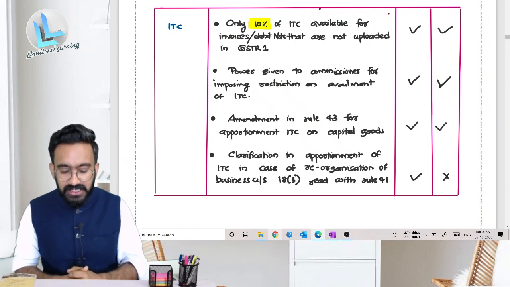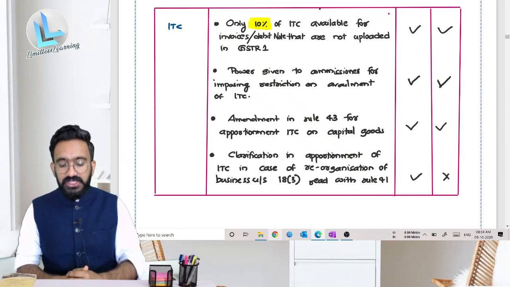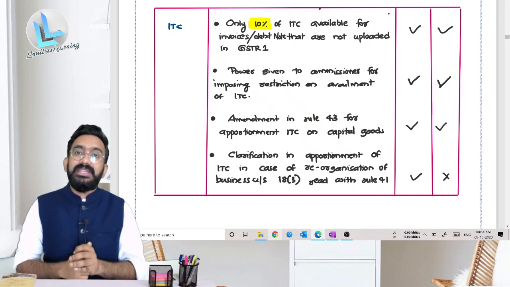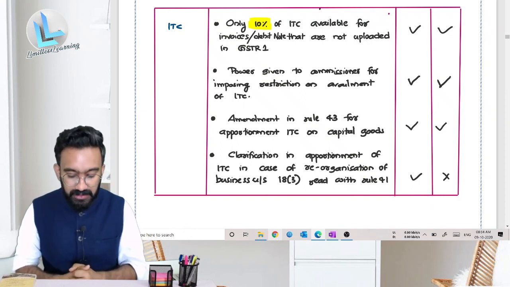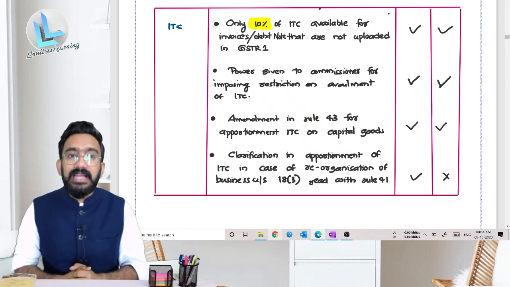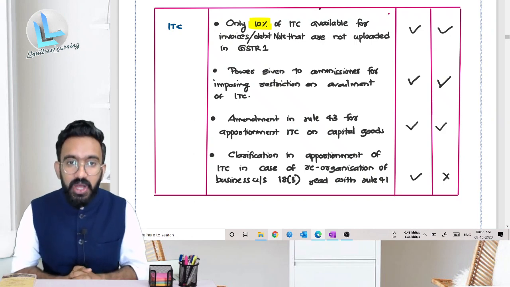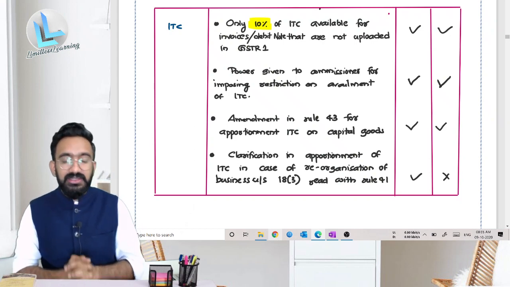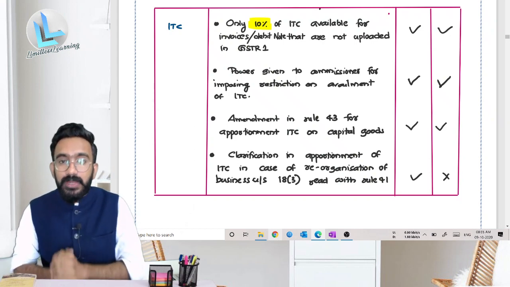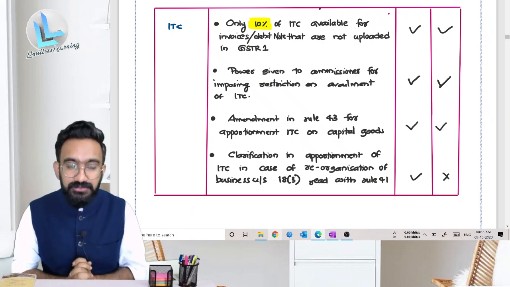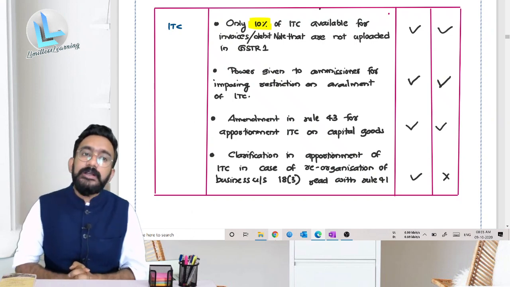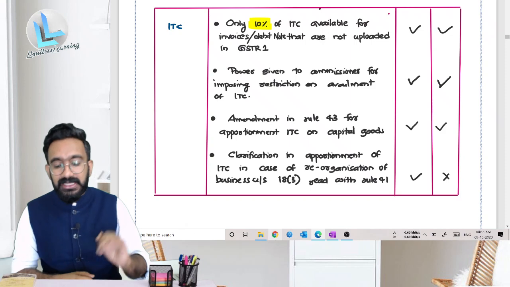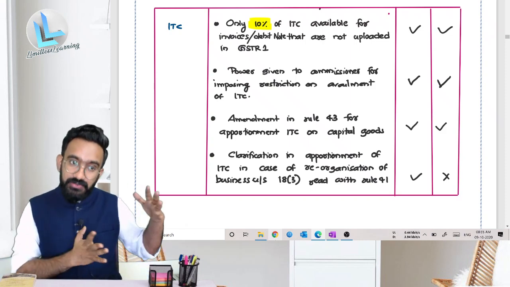Then, clarification in apportionment of ITC in case of reorganization of business under section 18(3) read with rule 41. So there is again clarification on what happens when there is a reorganization and a transfer out of demerger or similar cases. A part of your business and part of your electronic credit ledger ITC has been transferred to the new entity. And what are the things that you have to be careful about when you're filing ITC-02, which is a form we use for transferring the ITC to the new entity. This last amendment alone is applicable only for final, though the portion is applicable for intermediate.